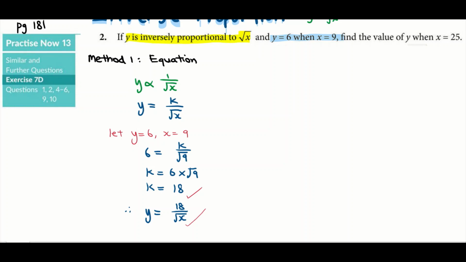We're not done with the question. Now they want us to find the value of y when x equals to 25. So let's immediately sub in, let x equals to 25, and find my value of y. And the answer is y equals to 3.6.